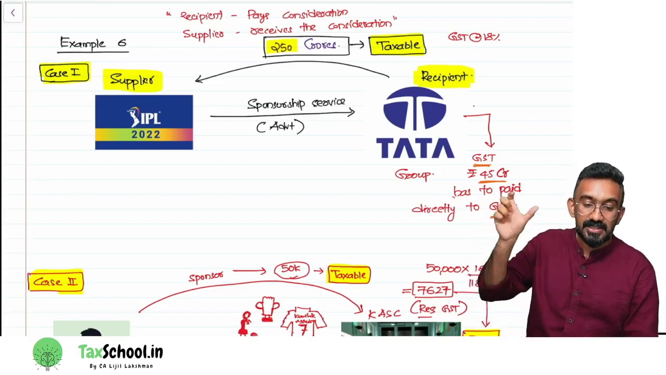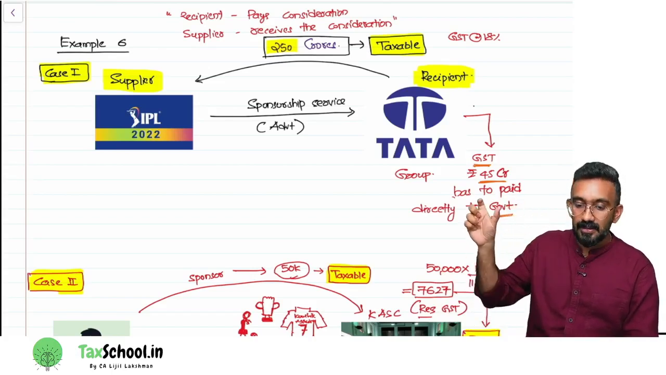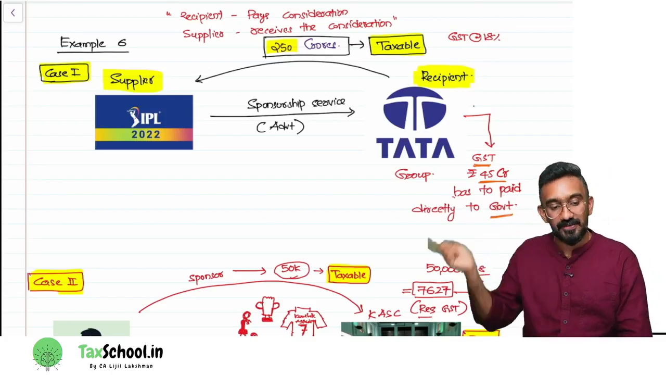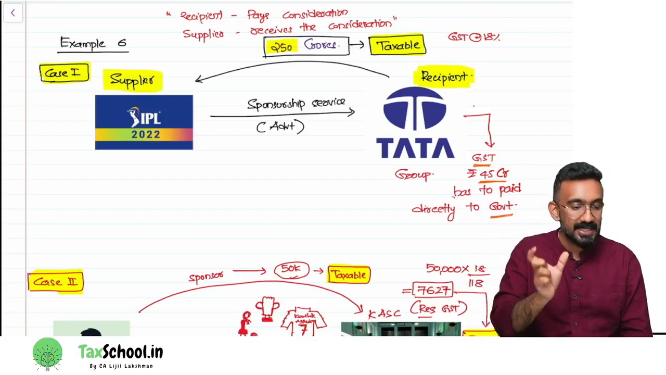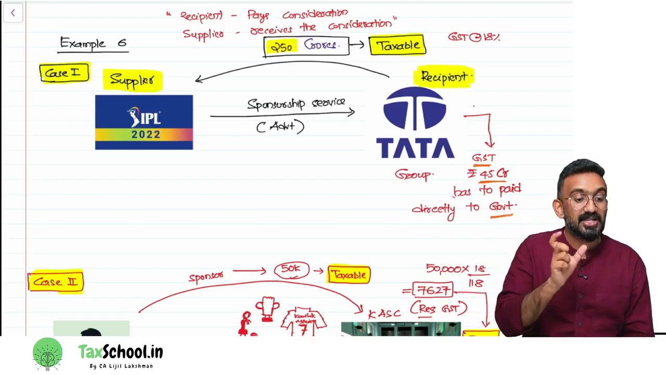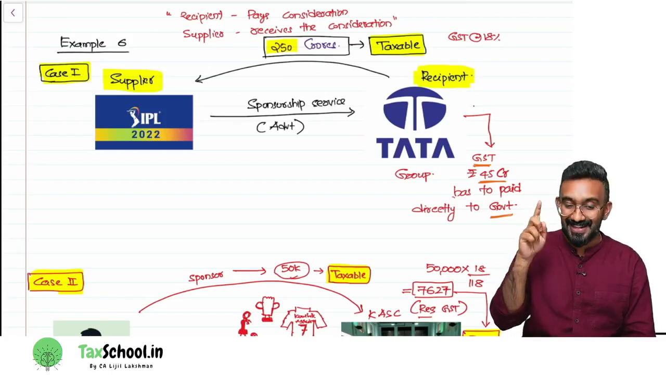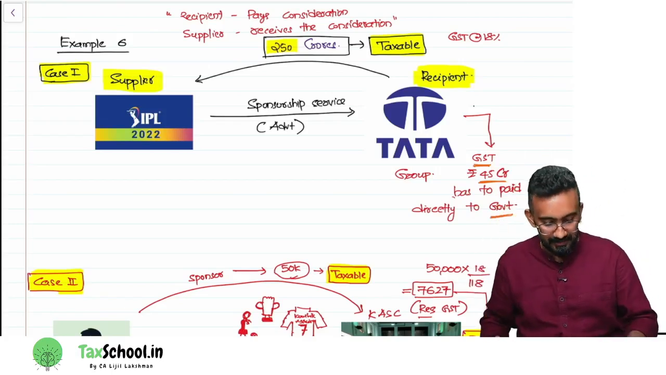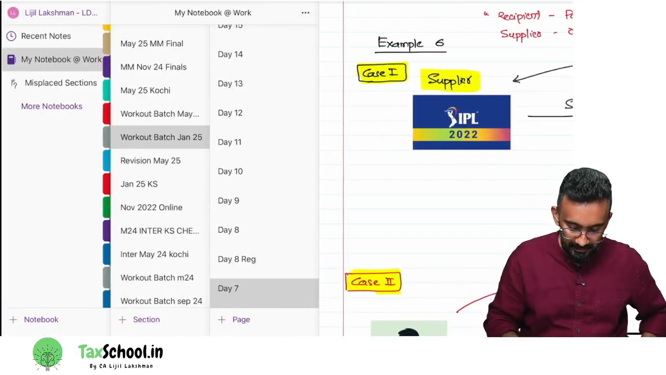Suppose instead of me sponsoring, it's my CA firm, and my CA firm's name is LDS and Company. So if it's LDS and Company who's sponsoring, it's a partnership firm. Will it be under FCM or RCM? It will be under RCM, because when the recipient is a body corporate or partnership firm, it will be under RCM. This is the structure that we have.